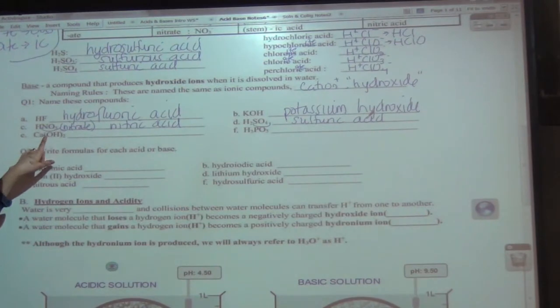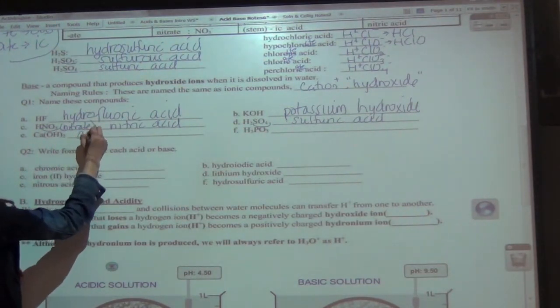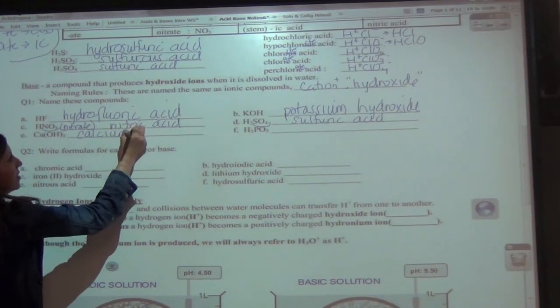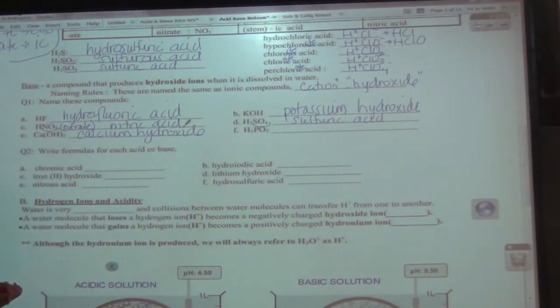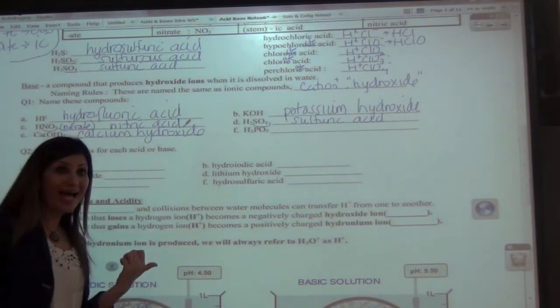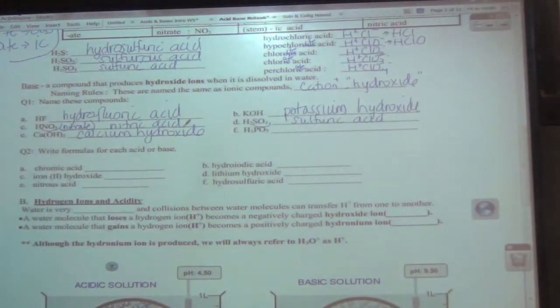Okay, next. So now we've got Ca and OH. So calcium. There you go. Hydroxide. Awesome. Calcium hydroxide. If you remember Roman numerals, we don't need Roman numerals unless the metal has a variable charge and calcium doesn't. So that would not need any Roman numeral. Like you can see here, it says iron 2 hydroxide with the Roman numeral.